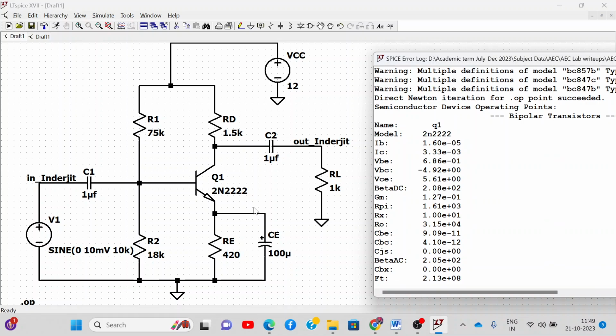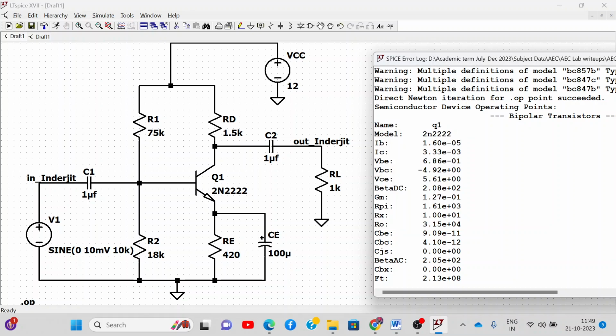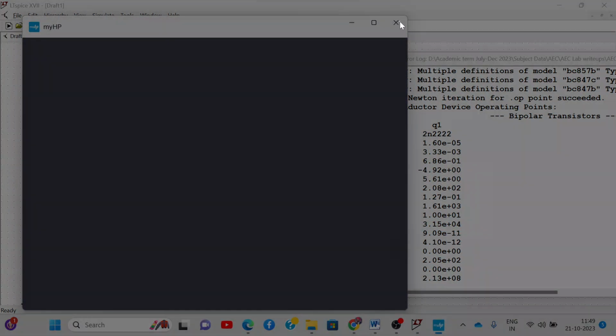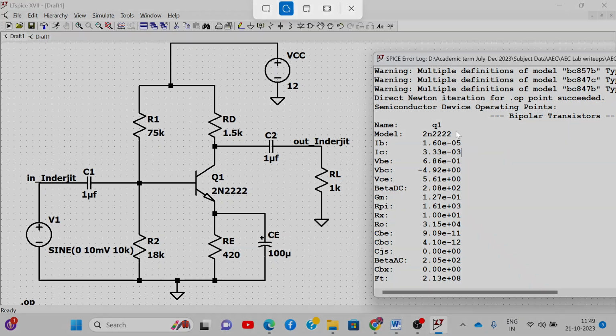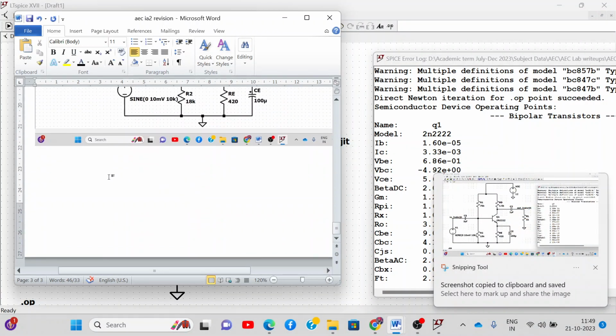The beta of this transistor is 200 given in the model, but we are getting around 208. Then gm, small gm. You remember small gm is required for AC calculations? Then the r-pi value. Then ro, small ro value is also given to you. So all these parameters you can note down and also take a print screen of this. This is the Q point parameters, and then you can attach it in your document.